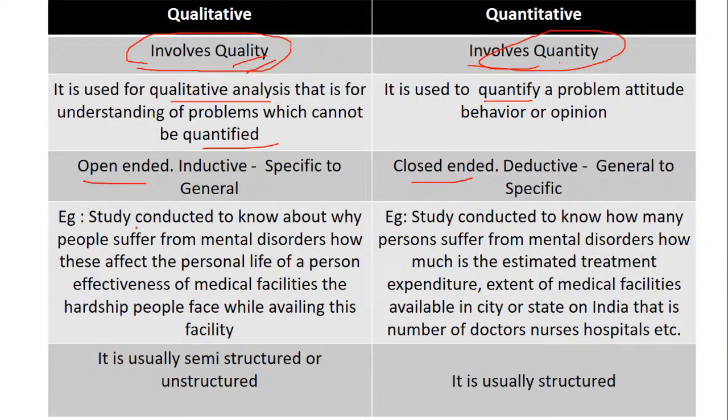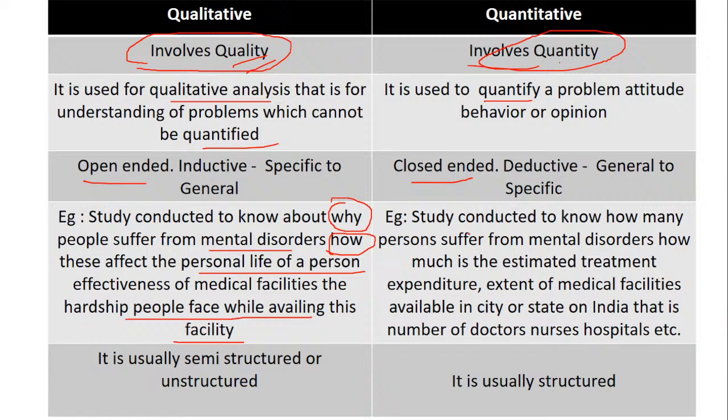So here I have taken a small example to make you understand qualitative and quantitative. I have taken the same example so that it becomes easier for you to understand. Take a study conducted to know why people suffer from mental disorders, how these affect the personal life of a person, and the effectiveness of medical facilities and the hardship people face while availing this facility. So this is a study about why people suffer with mental disorders, how it affects their life, and the effectiveness or the hardship.